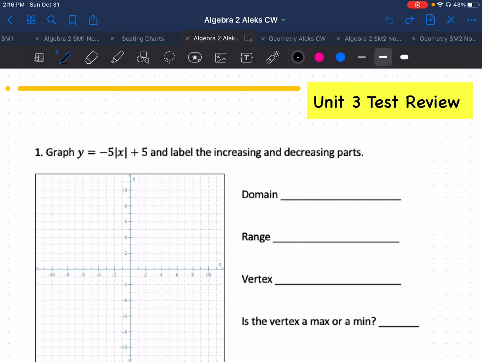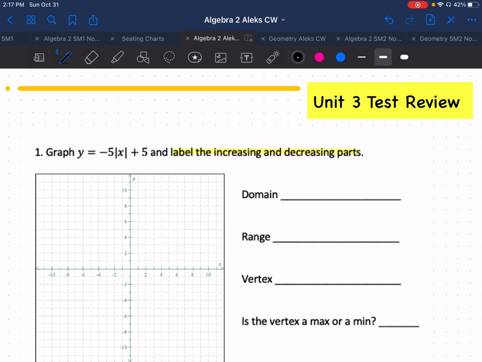Today's lesson is your review for your Unit 3 test. The first couple of questions on your test today are going to ask you to graph an absolute value function, much like this one. It's going to ask you to label the increasing and decreasing parts. Please do not forget to do this because some of us forgot to do that in the last part. So let's go ahead and graph.